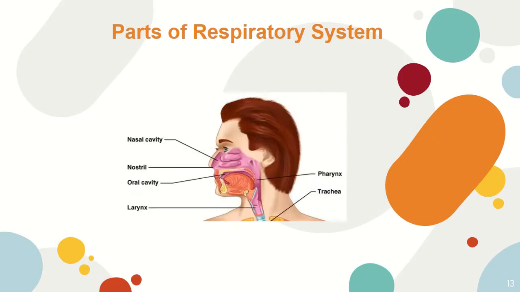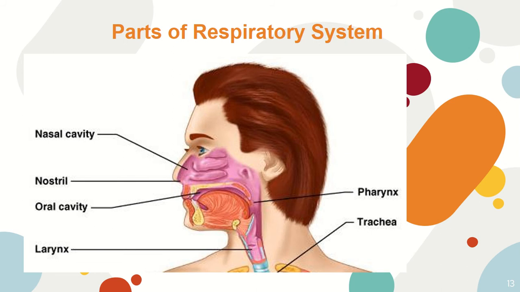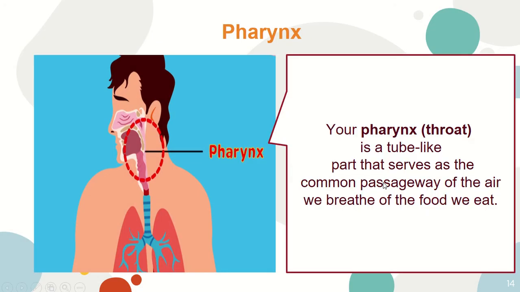Now, this is a diagram of the nasal cavity. We have the nostril and we have the oral cavity. And now, what do you call the next part of the respiratory system at the back of this? We have the pharynx. The pharynx is also known as the throat. It is a tube-like part that serves as the common passageway of the air we breathe and the food we eat.